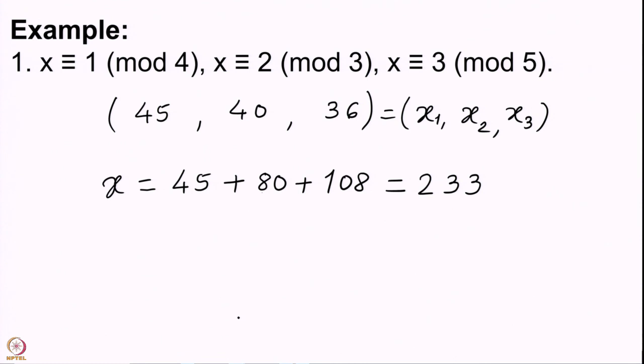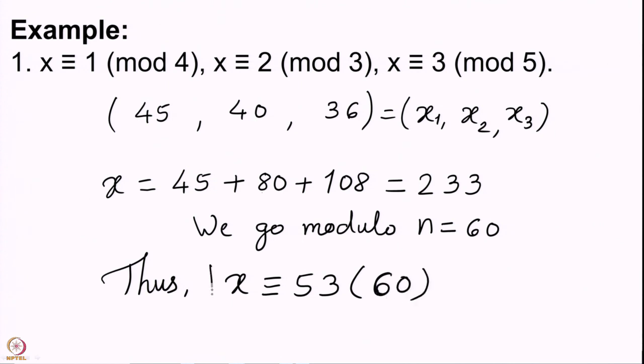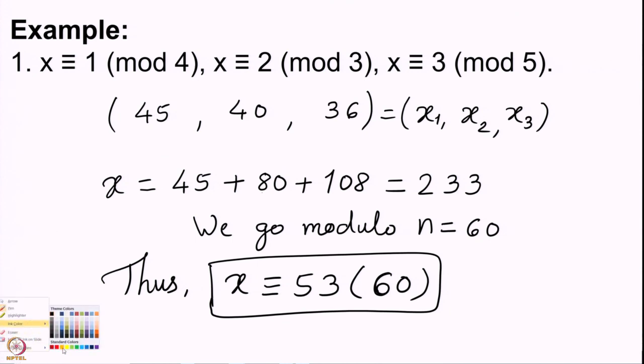But we should also go modulo the product of the 3 moduli which we have here. So, 4 into 3 into 5, which is 12 into 5, which is 60, and thus our answer is x is congruent to 53 mod 60. So, I will now just write 60 here, and we can easily check it. This is what we always tell all the school students, that once you have computed the answer you should check it again.